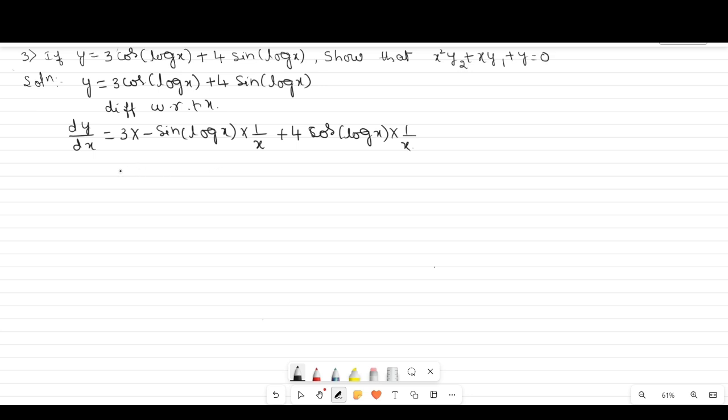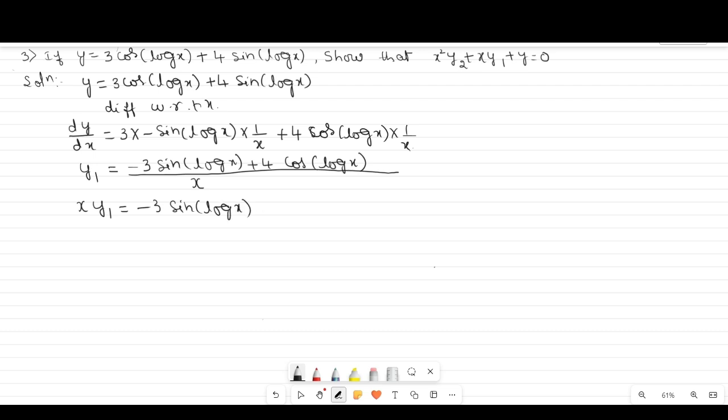See, in both the terms, the denominator is x. So I will take the LCM. LCM for these two is x. After taking the LCM, we get minus 3 sine of log x plus 4 into cos of log x. So this is dy by dx, or you can take this as y1. If you cross multiply x to the left hand side, it becomes x into y1 is equals to minus 3 sine of log x plus 4 into cos of log x.